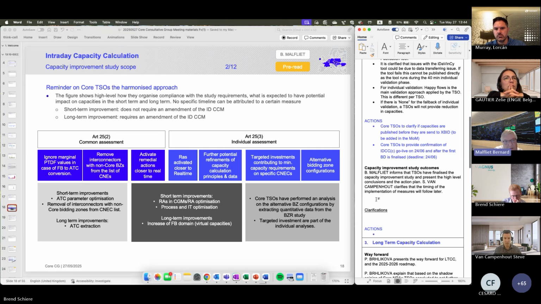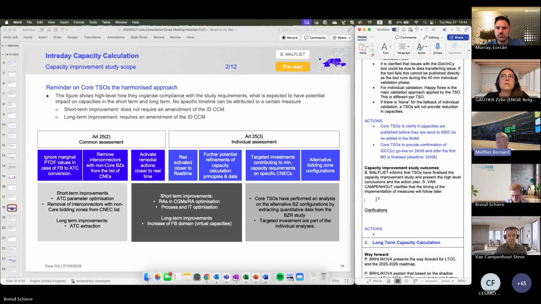And in the individual assessment, further potential refinements, which were not clearly specified, but in general, if there was a way to improve the input data from a local point of view. Targeted investments, to check in which way they help to improve the capacities. And then also to have a look at the alternative bidding zone configurations, which are being studied in another project under ENTSO-E, and in what way they help the capacities. So this was the scope of the study.